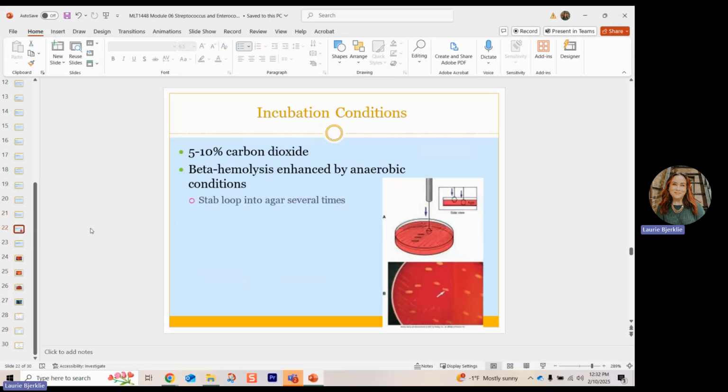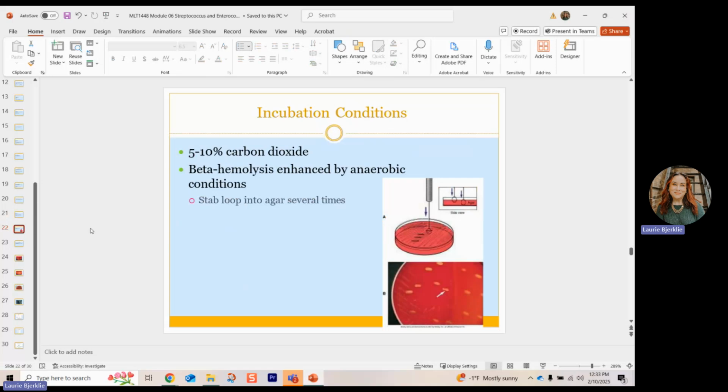Incubation. Streps and Enterococcus love carbon dioxide. They need carbon dioxide in order to grow thoroughly. So we would want to make sure that we put these in a candle jar, which is commonly used, maybe some sort of CO2 incubator, something of that nature. We want to ensure that we have enhanced or increased carbon dioxide levels to help them thrive.